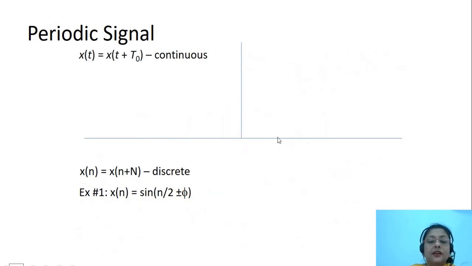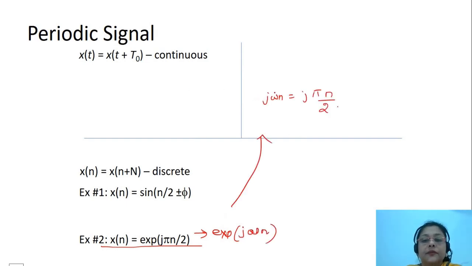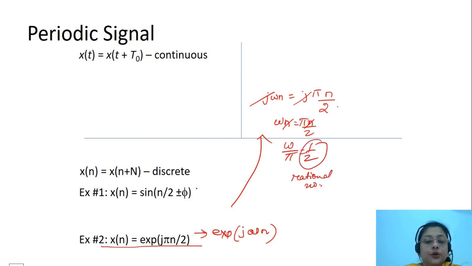Let's check another example. So this is another example, x[n] equal to exponential j pi n by 2. You have to compare with exponential j omega n. So here j gets cancelled and we are left with omega n equal to pi n by 2. Again n gets cancelled. So omega by pi becomes 1 by 2 and this 1 by 2 is a rational number. So this example shows that x[n] is periodic in nature.